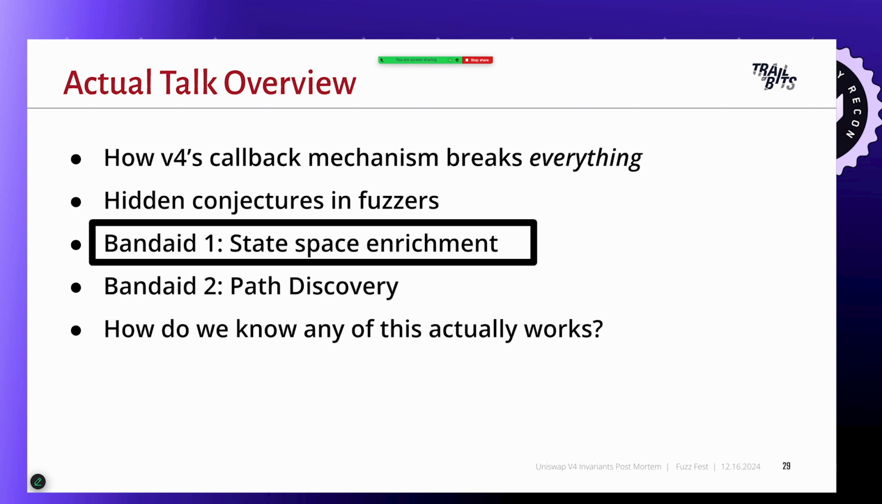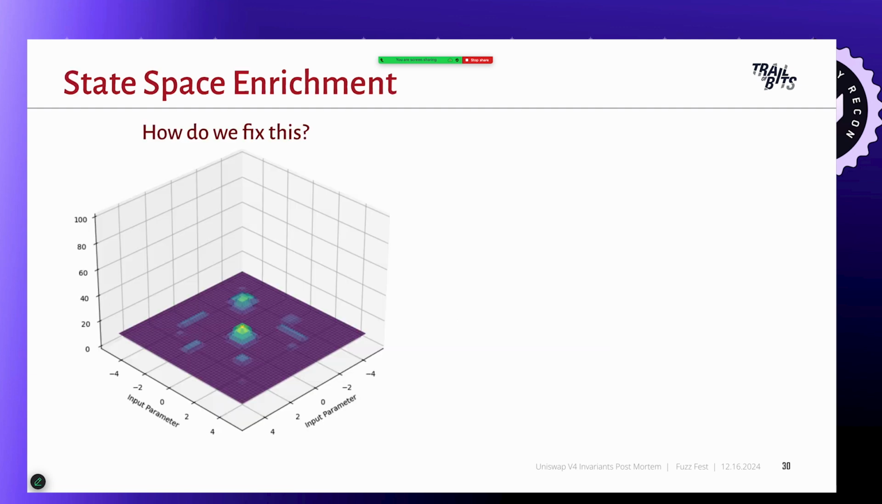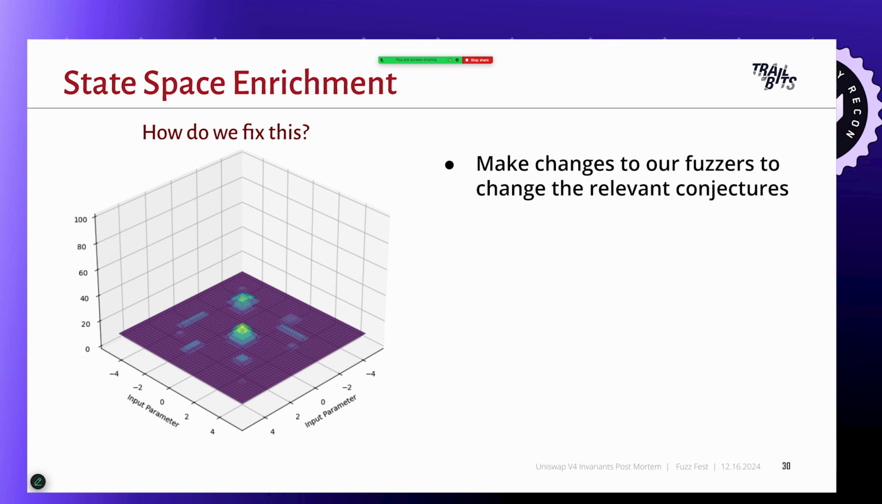So let's start talking about the Band-Aids. We have a couple of different Band-Aids that we use to try to fix this on the spot. The first is something called state space enrichment. There's a couple of different approaches we could have taken to fix this. The first and most obvious approach that would come to most people is to make changes to our fuzzers to change the relevant conjectures. There are ways to move the conjecture around or adjust it to make it more true for this specific Uniswap case. But the problem is, again, we only had 3 calendar weeks to do this. So making a big change to the fuzzer during the engagement was just not a good idea.